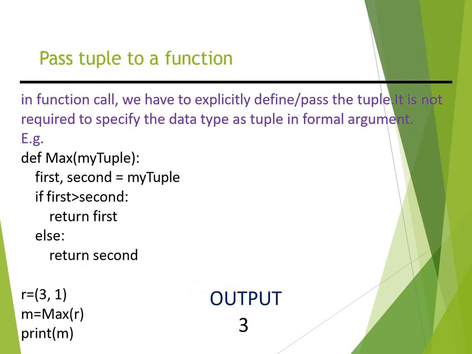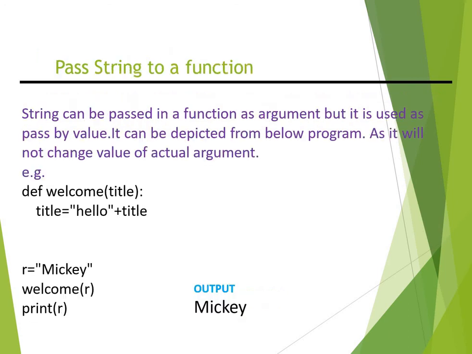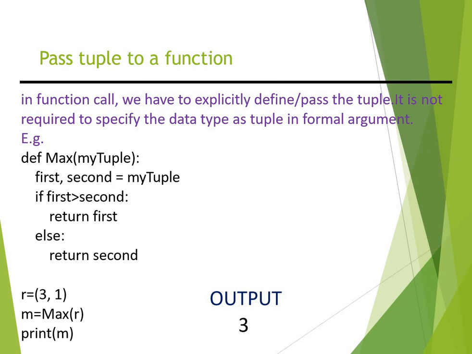Now, passing a tuple to a function. In the previous program you can use return also, so we'll see it with return. In a function call, we have to explicitly define or pass the tuple. It is not required to specify the data type as tuple in the formal argument. Now let's see an example. Main program: r is equal to (3, 1), m is equal to max(r). It is calling the max function. Inside, what is the parameter? my_tuple. So the actual argument will be passed, 3, 1 will be passed here.